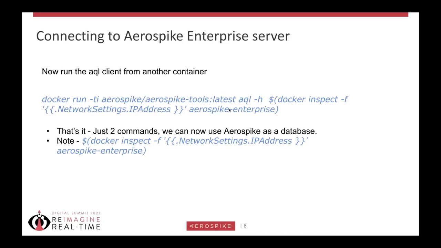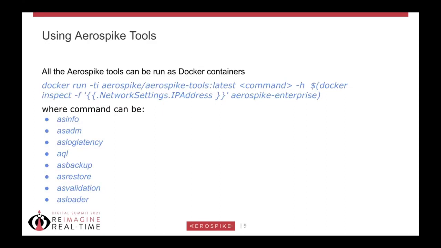That's it. In 2 commands, we are up and running. Now you can insert records, show sets, show namespaces, do all the regular Aerospike operations. We also have all the supported commands in our tools. You can use any of these commands instead of AQL. So substitute AQL for any of these commands and you're good to go.